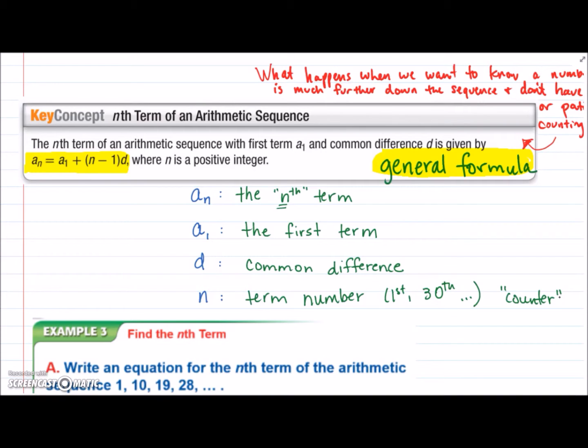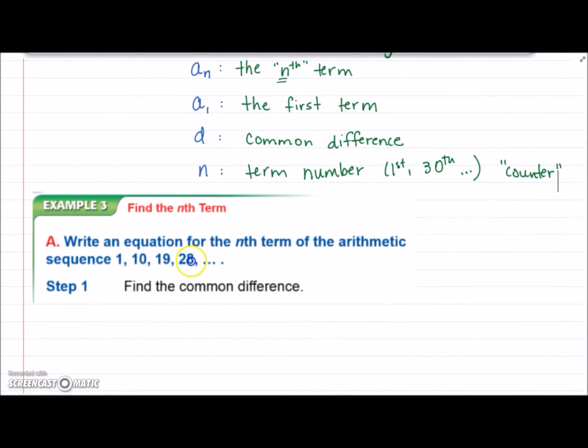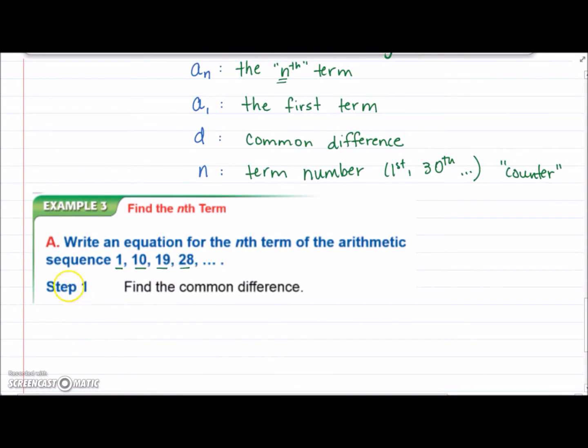Once you understand those are the building blocks of the formula, you just put in what you know and write your formula. So let's use it. It says write an equation for the nth term of the arithmetic sequence 1, 10, 19, 28. So step 1, find the common difference before we even need our formula. Are they going up or down? They're increasing. So I'm adding what each time? The common difference is 9, because I added 9 to go from there to there. Added 9, added 9.